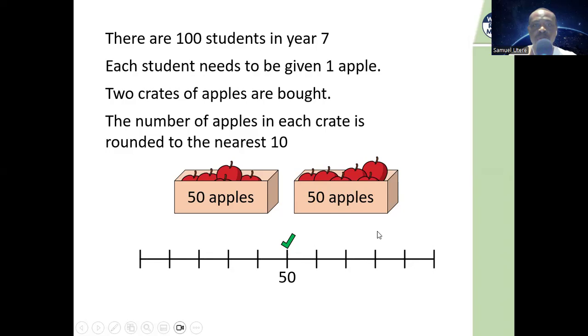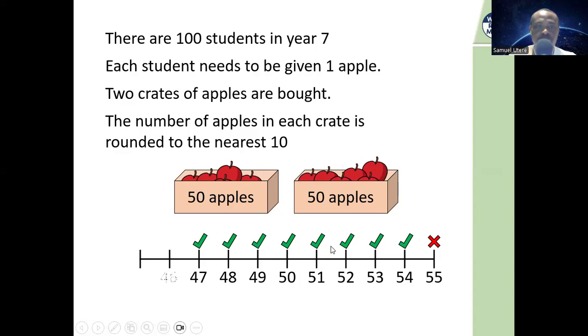But remember, we're told that it was rounded to the nearest 10. Now, think about the numbers that we could round to the nearest 10 that will give us 50. Could be these. Could be these. But not that one, because that will round to, guess what? 60. And then these ones. All right?